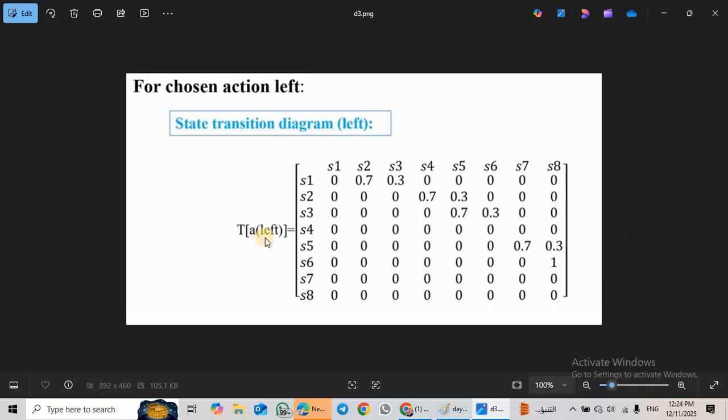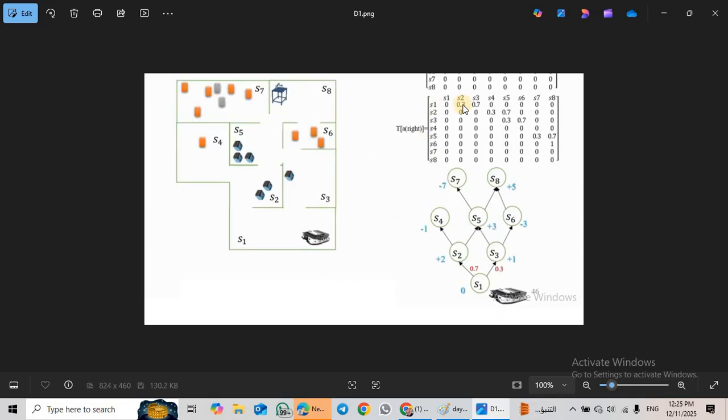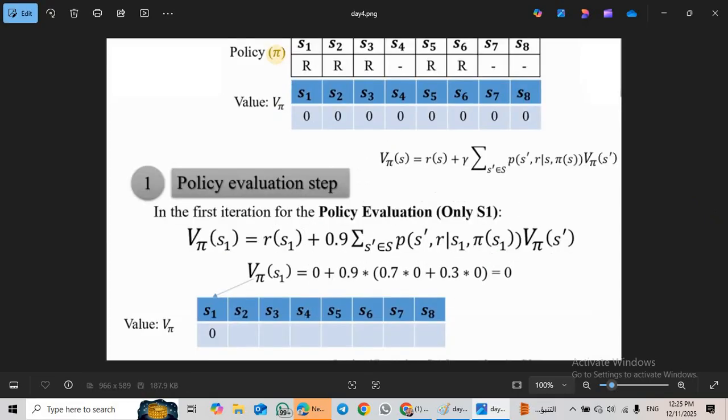This is the transition of the left: from S1 to S2 0.7, from S1 to S3 0.3, from S2 to S4 0.7, S2 to S5 0.3, and so on. But for the right, from S1 to S2 it is 0.3, S1 to S3 0.7, and so on. This is the transition. This is the policy. This is V pi, the value of pi for state S1, for state S2, for state S3, and so on, all equal 0.